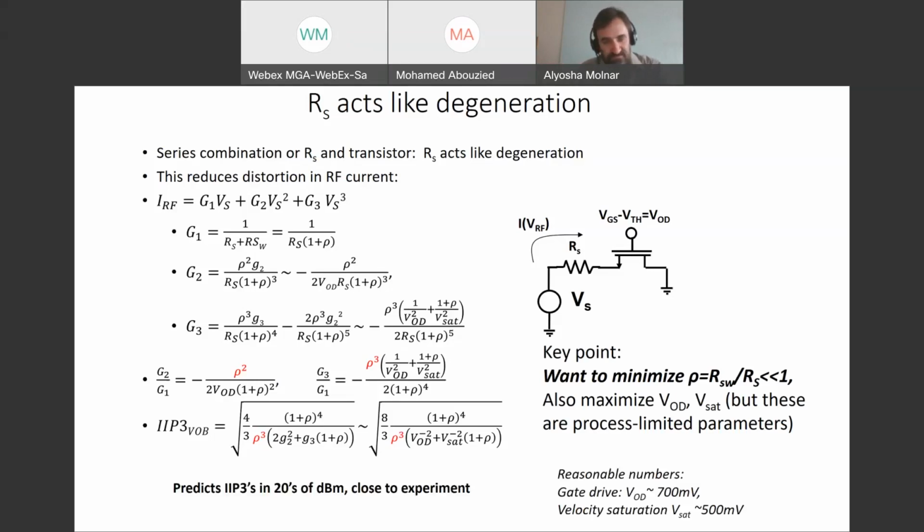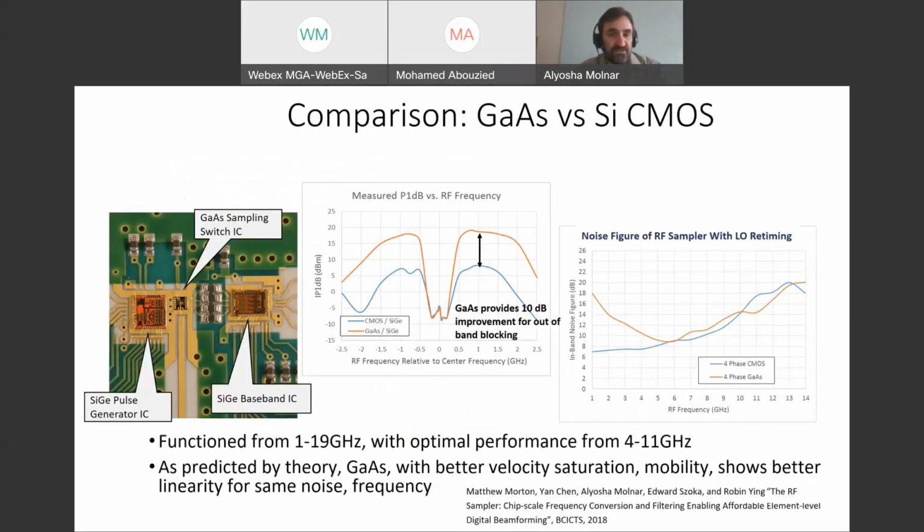So this math does a pretty good job of predicting measurement. If you put in reasonable numbers for a CMOS process, and then you measure the IP3, the numbers predict IP3s in the 20s of dBm, like 25, and the actual measurements are also on the order of 25 dBm. And so everything matches up pretty well. It also suggests that if you can get a better transistor from a linearity perspective, you can get better performance.